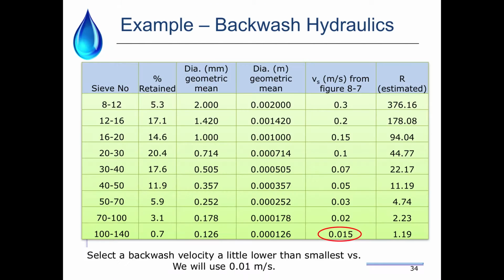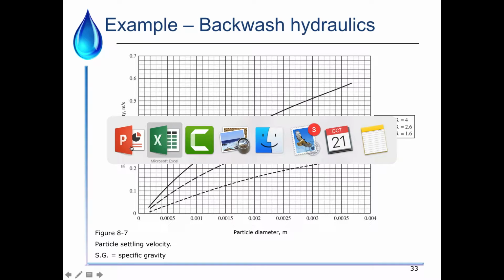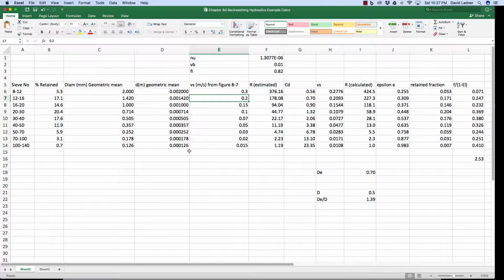So let's look at figure 8.7. We'll take a particle diameter, for example, of 0.002 meters, so 2 millimeters. We'll go up to our specific gravity of 2.65 in our case. So 2.65 would lie a little bit above this 2.6 line. And we'll say maybe 0.3 would be the estimated settling velocity over here. And let's look at our example, and sure enough, 0.3 looks like what we got from figure 8.7.